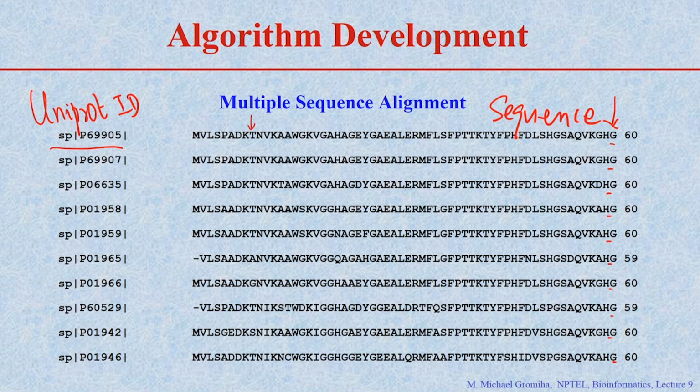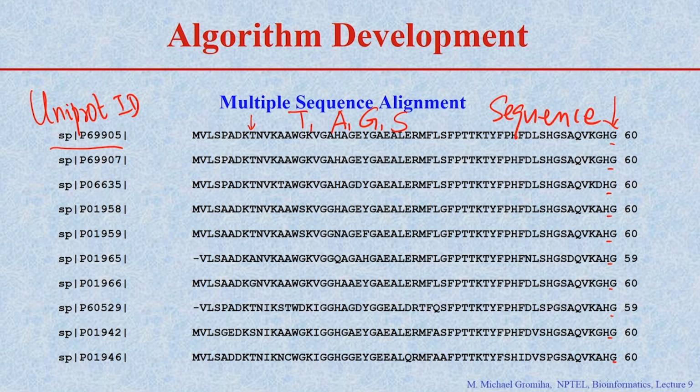If you look at this position, 1, 2, 3, 4, 5, 6, 7, 8, 9, is this position variable or conserved? It is variable, and we can also see conserved, because if you see this position, what are the preferences of amino acid residues at this position? T, A, G, S. But if you look into all the 10 sequences, most of them have the same residue.